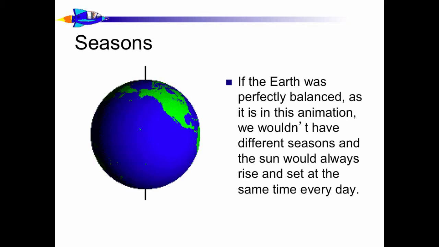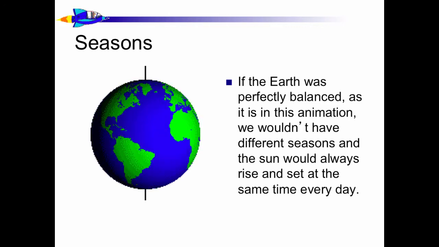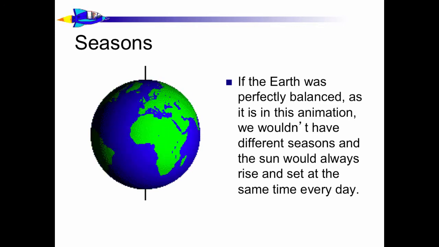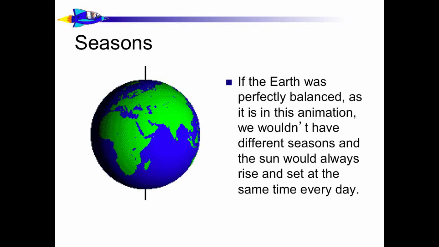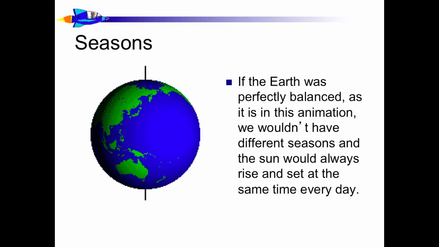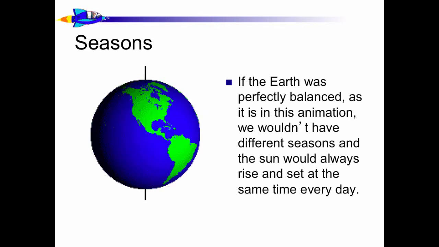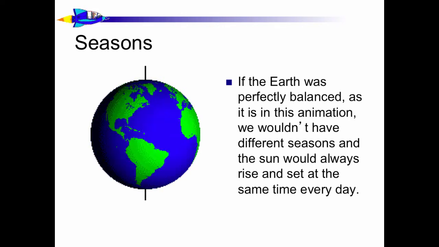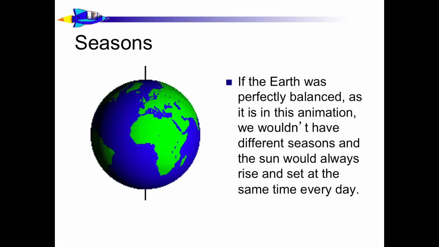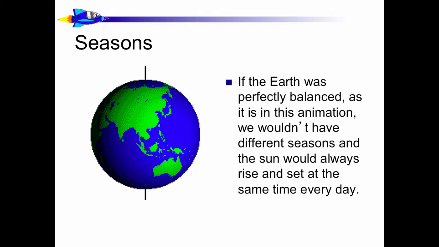So, after today's lab, let's just clarify to make sure that you understand all the reasons that we have seasons. Let's pretend the Earth was perfectly balanced, like this animation, and we didn't have a tilt. Well, if we were perfectly vertical, then we wouldn't have seasons, and the sun would always rise and set at the same time every day. We would have exactly 12 hours of daylight and 12 hours of night.